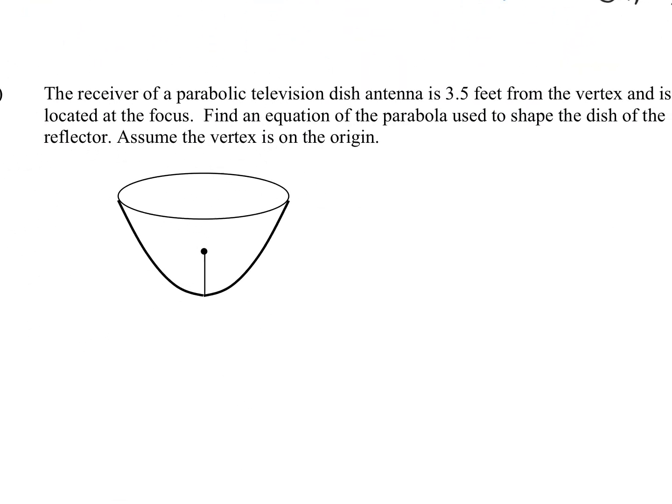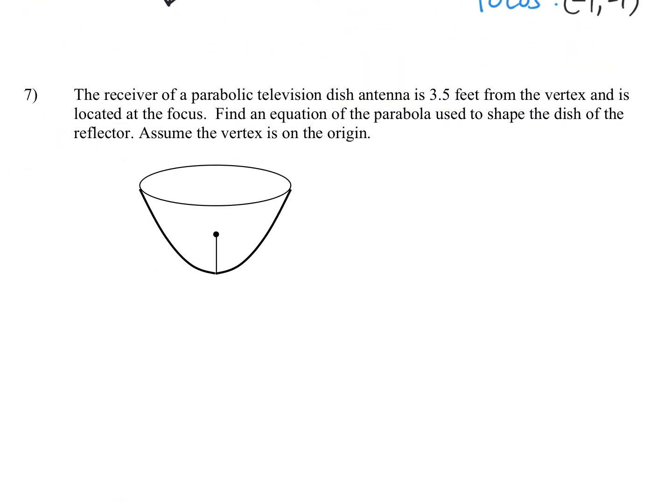We got a word problem. The receiver of a parabolic television dish antenna is 3.5 feet from the vertex and is located at the focus. So what that means is that the distance from the vertex to the focus, well, that's p.